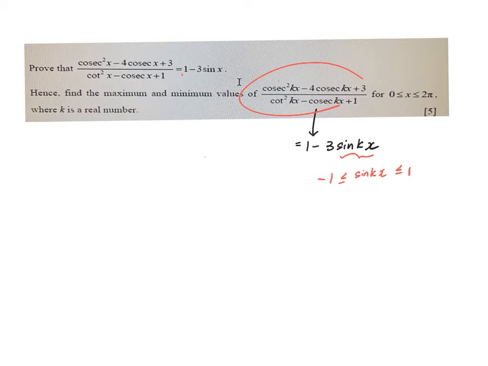Now if I look at sine kx, I know that sine kx is between 1 and negative 1. Then minus 3 sine kx will also be between 3 and minus 3, because let's say we think about the amplitude of the graph. If I add 1 to it, then it will be 3 plus 1 and 1 minus 3, which gives me the answer as minus 2. So minus 2 is less than or equal to 1 minus 3 sine kx, which is less than or equal to 4. That's all for my question and all for my video.